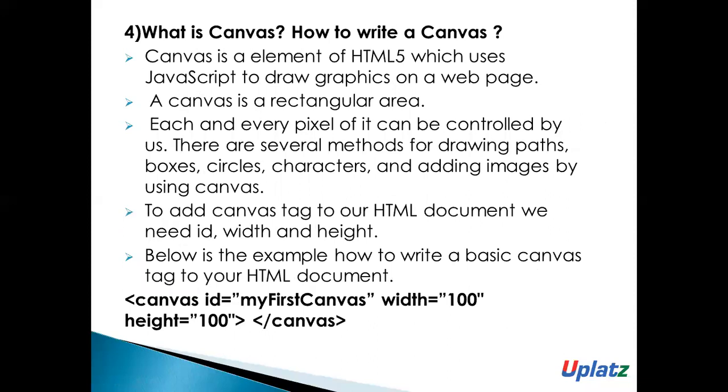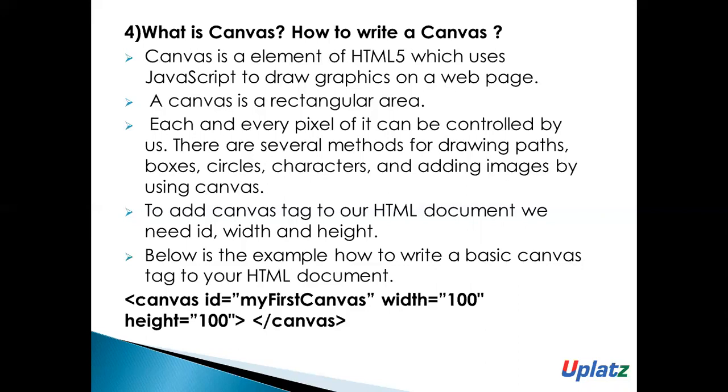The next question is what is canvas, and how can you define it? It is an element of HTML5 which uses JavaScript to draw graphics on web pages. It is basically a rectangular area in which everything is controlled by pixels. There are several methods for drawing paths, boxes, circles and characters, and you can also add an image by using canvas.